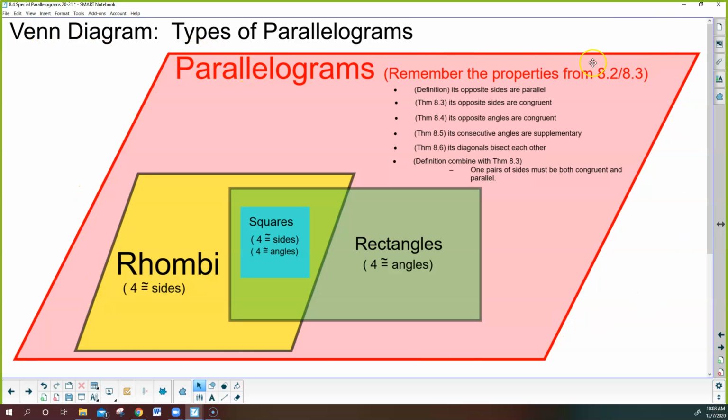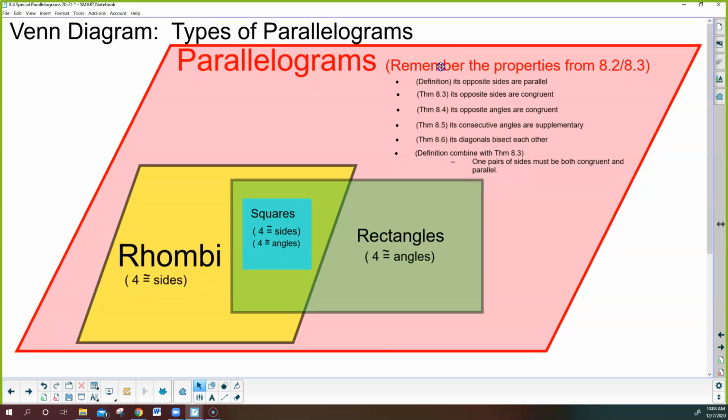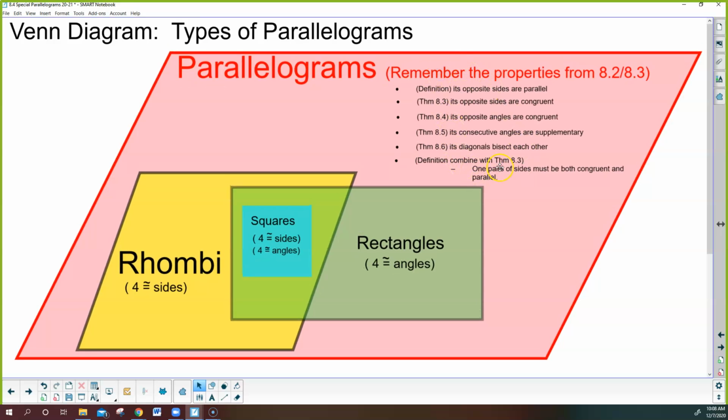Anything that is inside the red shape is a parallelogram. Okay? And what are parallelograms? We wrote all of this stuff down before. That's why I don't want to take time to write this. But if it's a four-sided shape, then opposite sides are parallel, opposite sides are congruent, opposite angles are congruent, consecutive angles are supplementary, diagonals bisect, and one pair of sides must be both congruent and parallel. So all of those are true for anything that's a parallelogram.